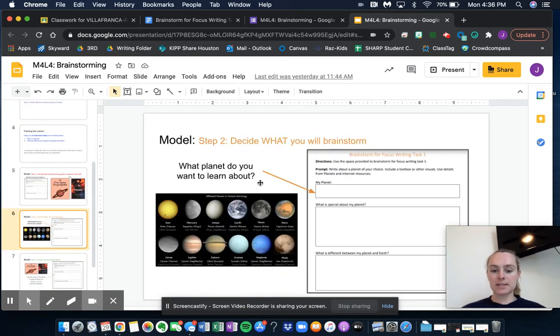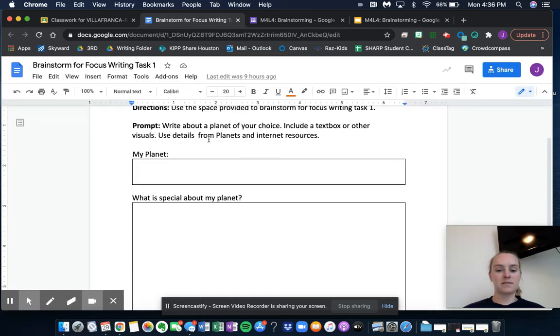Step 2 is to decide what planet you are most interested in and want to learn about. And you're going to go ahead and type it here. For some reason, I have this very big curiosity about Venus. So I'm going to go ahead and type Venus.